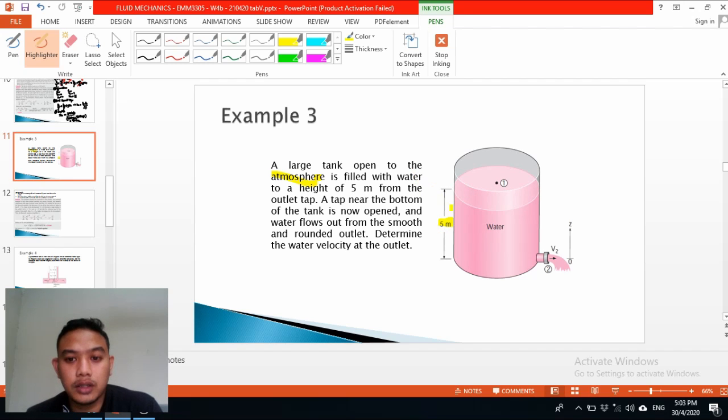Then from the outlet tap, the tap near the bottom of the tank is now open and water flows out from the smooth and rounded outlet. Determine the water velocity at the outlet. So the water is passing through the outlet at V2. In this case, the question asks for us to find V2, the velocity at 2.